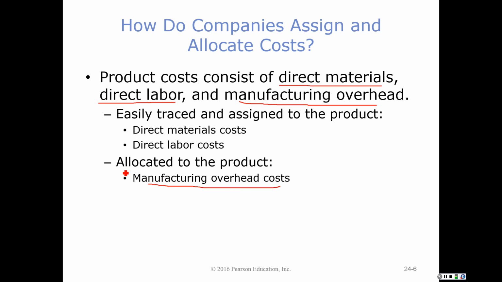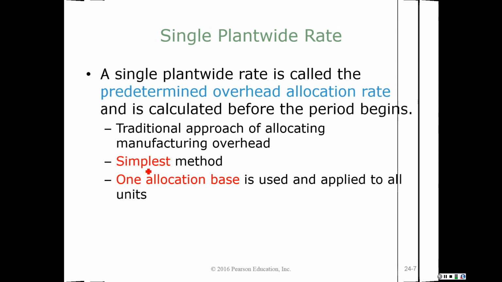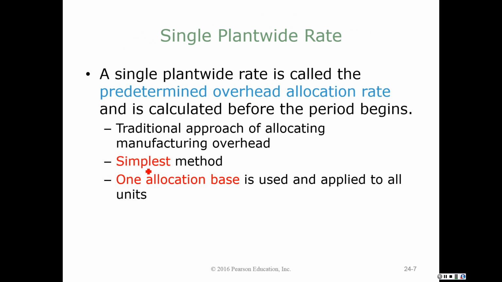But it's a little harder when we get to the manufacturing overhead cost. And so we have to use an allocation method to move these costs into production. And we've seen this in prior chapters. This is not new. What will be new are some different methods that we can use to determine what this overhead allocation rate is actually going to be. Now, the rate that we have looked at so far is the single plant-wide rate. So we're simply using one cost driver to determine what is moving our overhead cost.